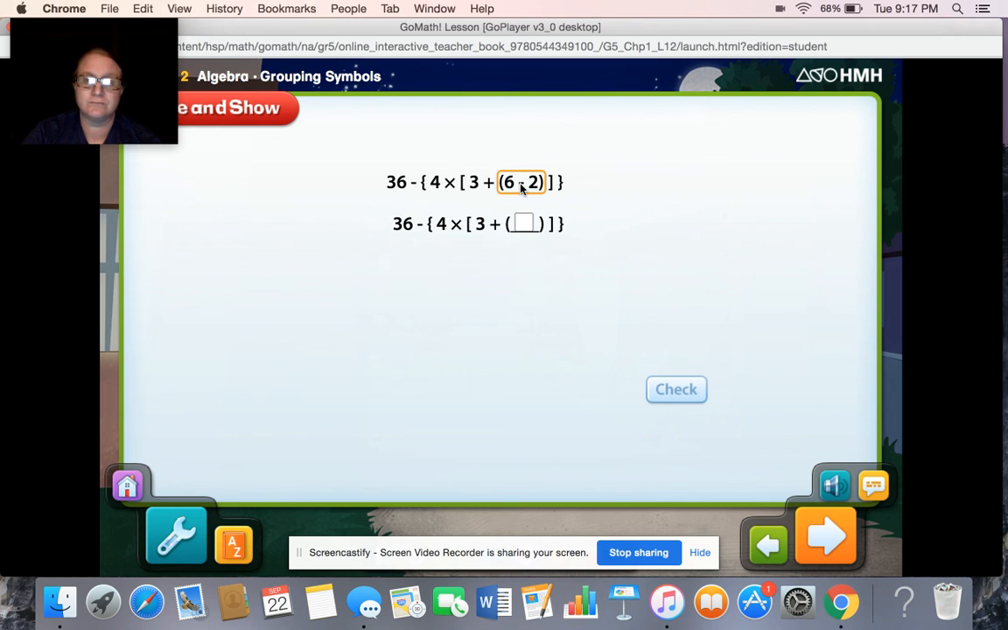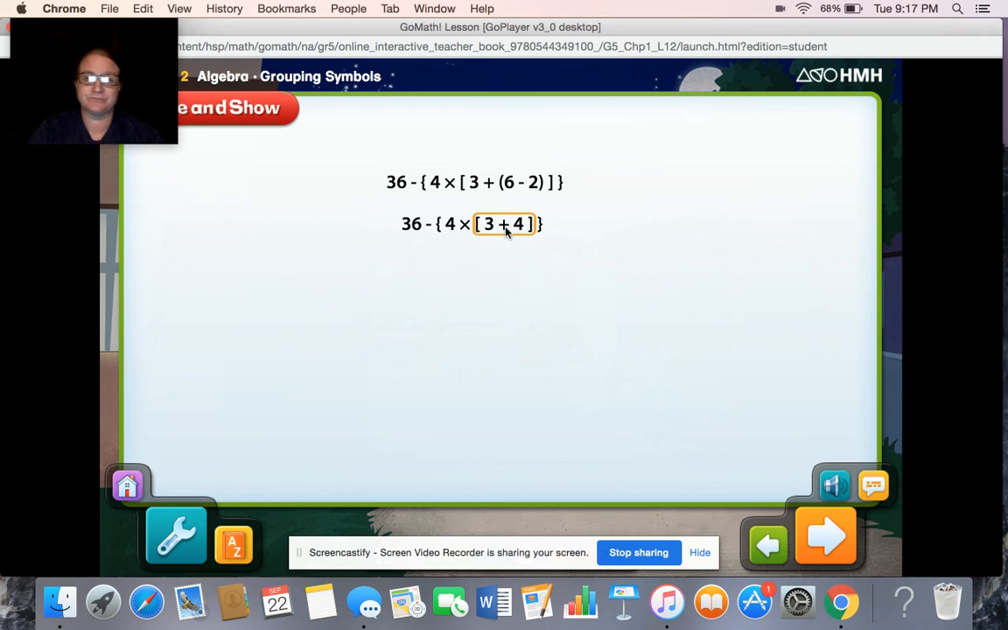Perform the operation within the parentheses. 6 minus 2 is 6, 5, 4. So the answer is 4. That's right. 6 minus 2 equals 4. Click on the operation you should do next. So what is the most inside in this expression? It's going to be the brackets, the square ones, and that's 3 plus 4.